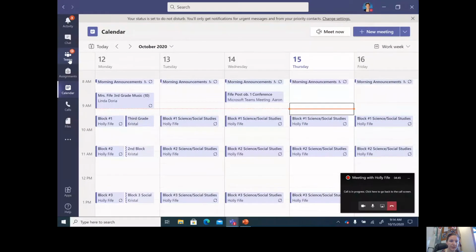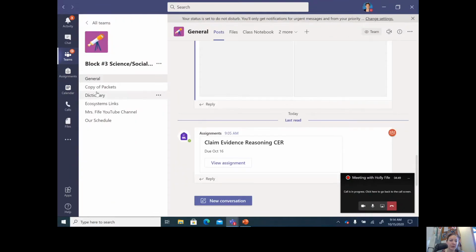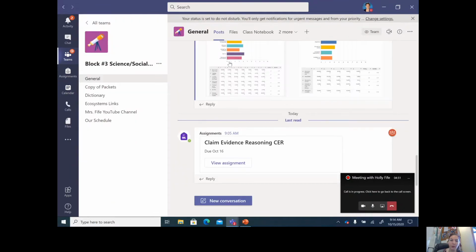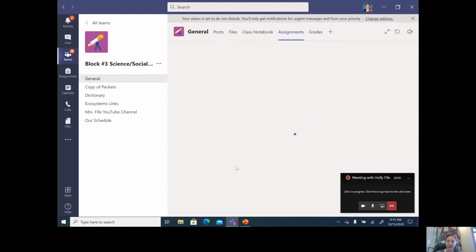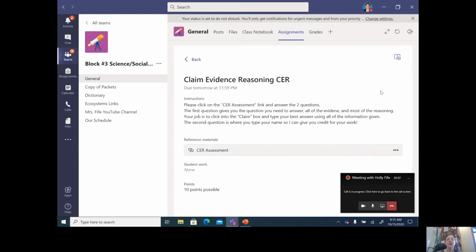Here we go. So if you go to your Teams, I'll go to block 3 this time. If you go in your block, so you'd either be block 1, 2, or 3, science, social studies, it's actually going to be the first thing in general, claim, evidence, reasoning, CER, right here. If you click view assignment, and I have to click it to student view, your instructions are pretty short and sweet. It says, please click on the CER assessment link and answer the 2 questions.